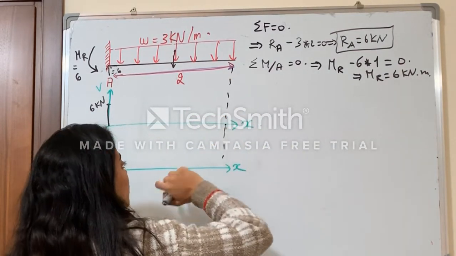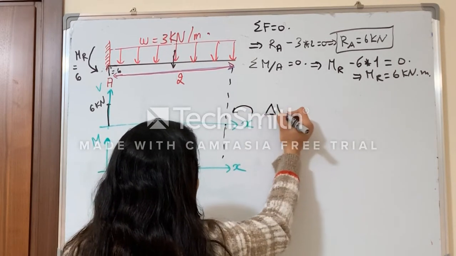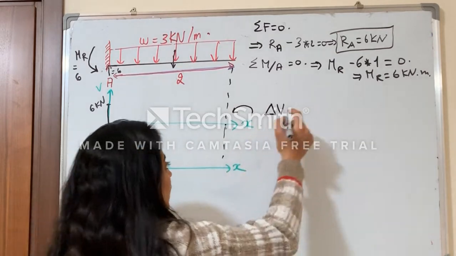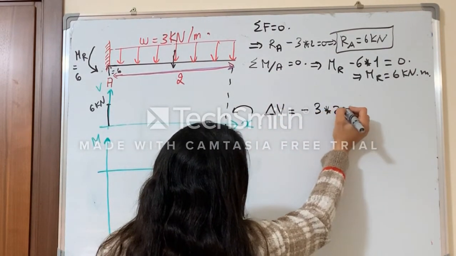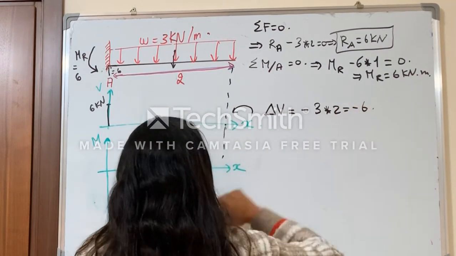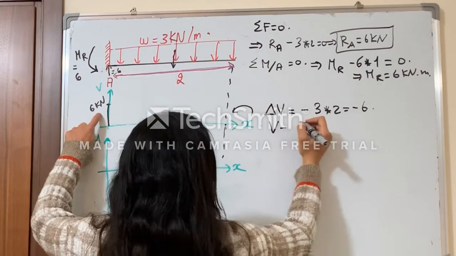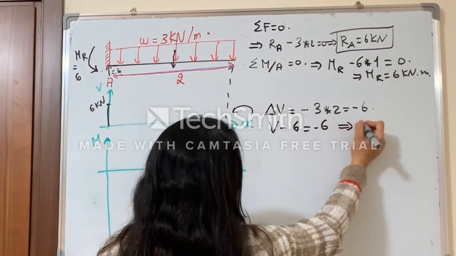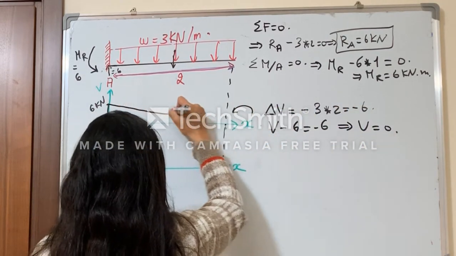So let's find out what V is here. How to find out what V is here? I know that delta V will be equal to the area under omega. And since omega is negative, it is minus 3 times 2, so it is equal to minus 6. And since delta V is V current minus this V, which is 6, V minus 6 is equal to minus 6, then V is equal to 0, and I can now draw my straight line.